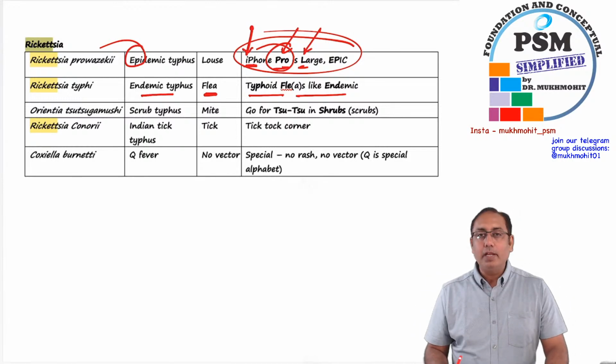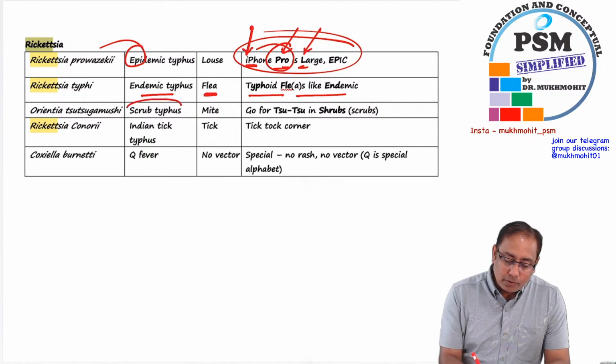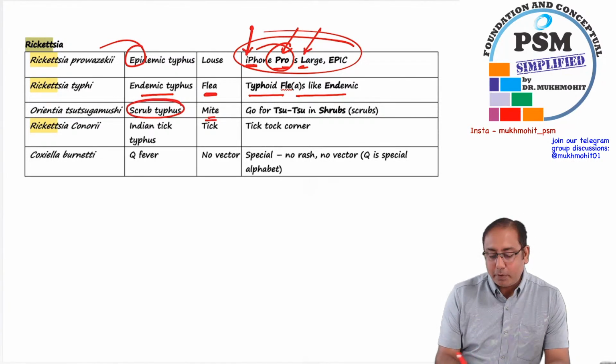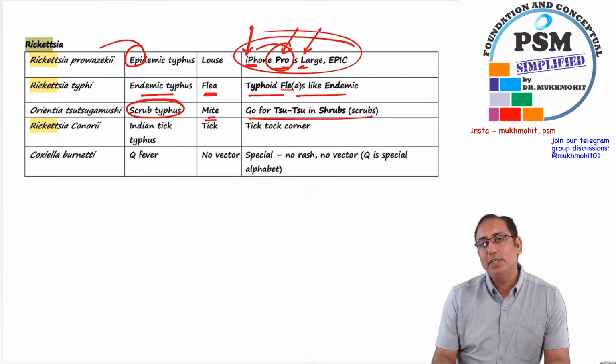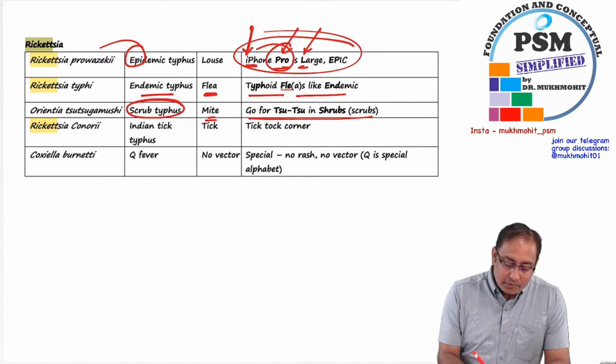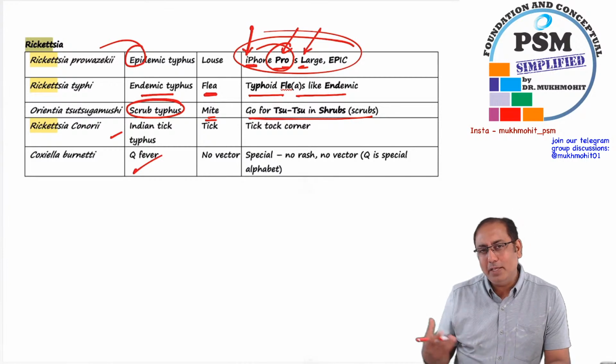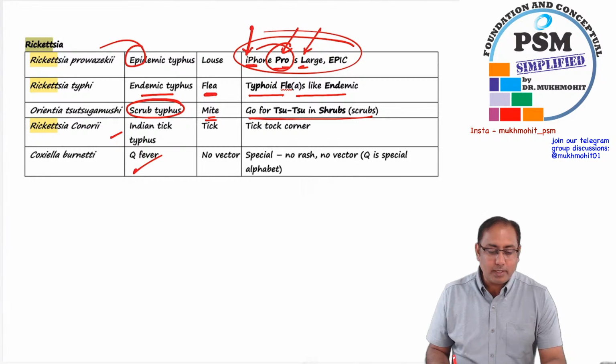We also have Orientia tsutsugamushi, or scrub typhus, which is mite-borne. You can remember that Orientia tsutsugamushi is associated with shrubs, so scrub typhus. Rickettsia conorii, you can remember as the Indian tick typhus, which is of course tick-borne. And then we have Q fever, which usually does not have any vector because it is aerosol transmitted. It is from cattle, sheep, goats, and it's a type of zoonotic disease.